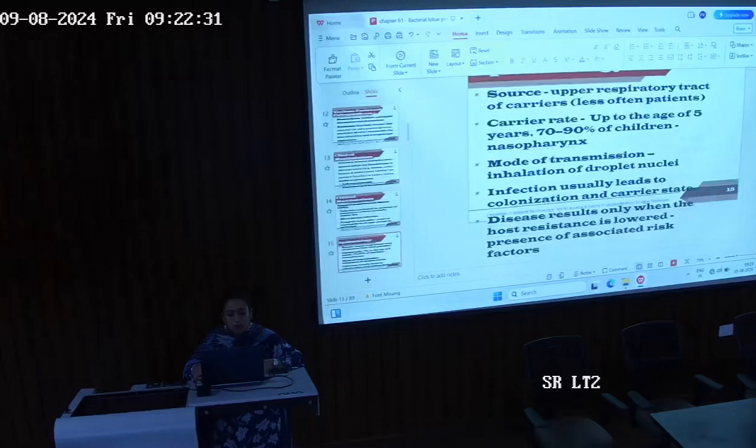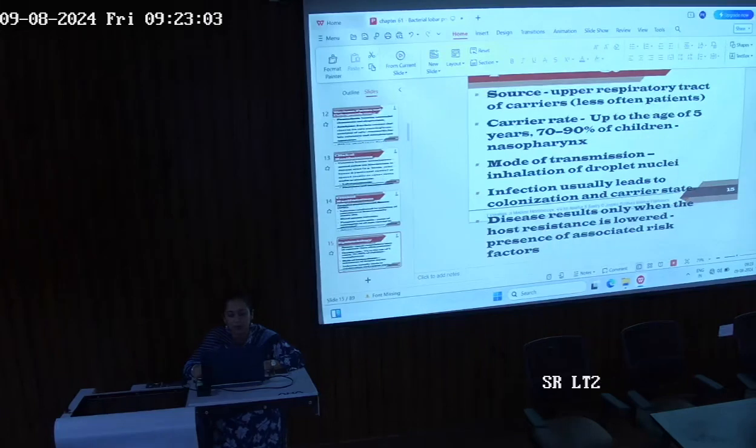Then sources: the upper respiratory tract of carriers. It resides in the upper respiratory tract of carriers, and carriers are often not patients; they are mostly healthcare workers. The carrier rate up to the age of 5 years is 70 to 90% of children, who also carry this in their nasopharynx. Mode of transmission is inhalation of droplet nuclei.